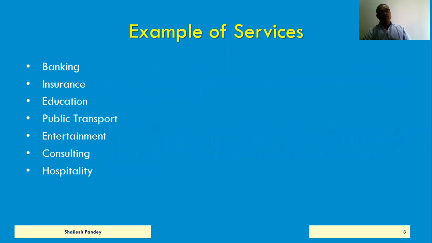Now, what are the examples of services? As Philip Kotler has rightly said that the services are intangible and does not result in anything of ownership. So let's understand the example of services. The first example of services are banking, your current account and saving account, any other product which you are taking from bank. The second example is insurance. If you are purchasing an insurance, the entire insurance industry is example of services.